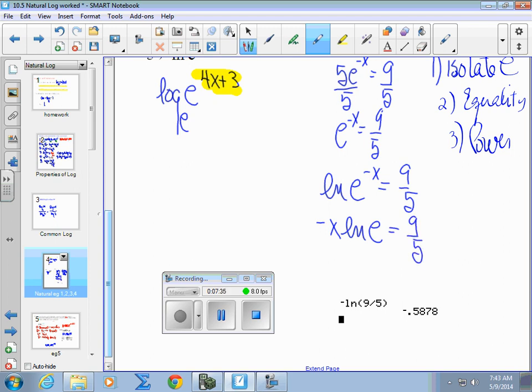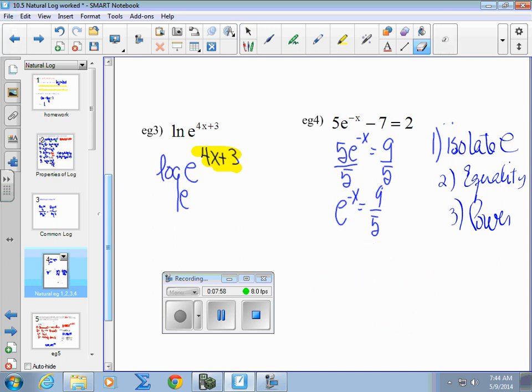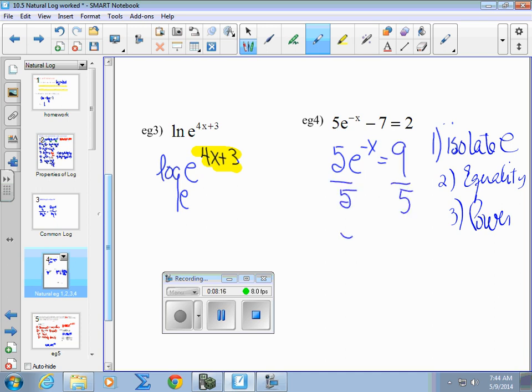And does anybody remember what ln of e is equal to? 1. So, oh, I screwed it up. Sorry. All right, so we isolated. Let's go back to the beginning. Oh, it's on the top. So we isolated our e.